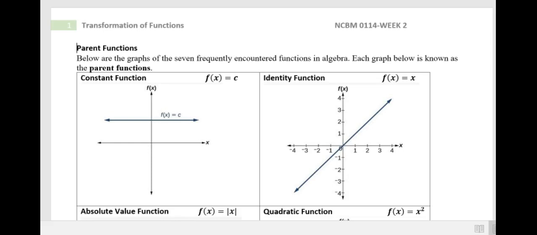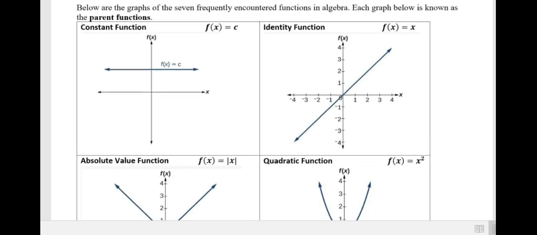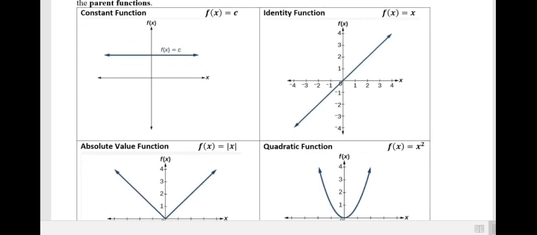Today we're going to look at transformations of functions. Before we can do that, there are some functions that are important for us to remember throughout the semester. The first one is called a constant function. And if you notice, the constant function is basically a horizontal line that passes through the point C.